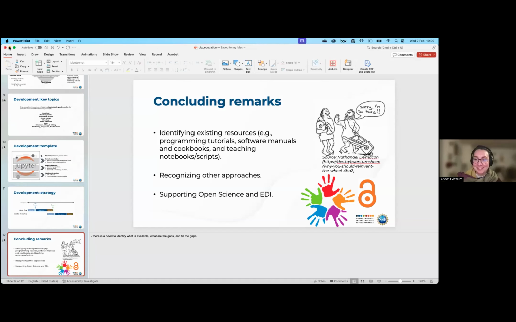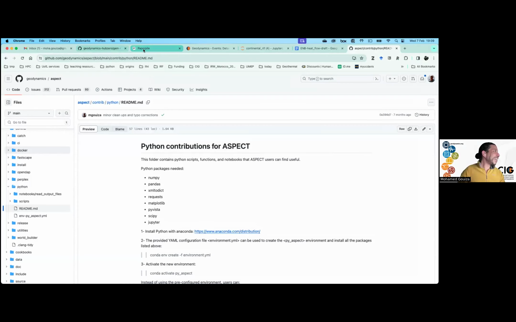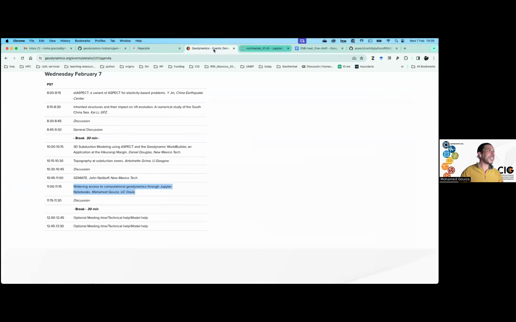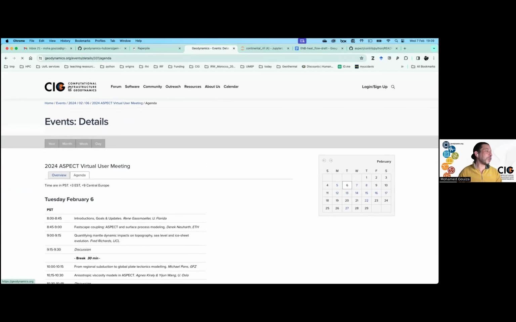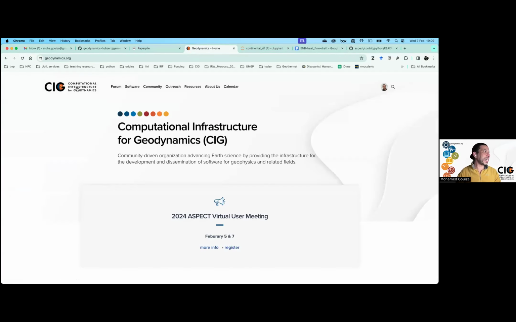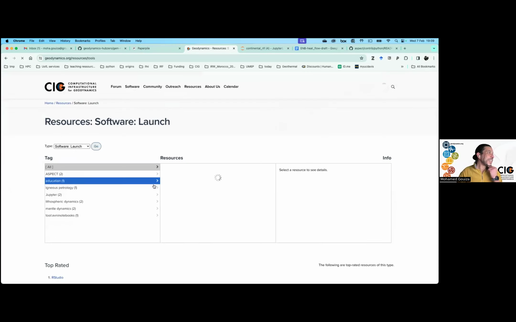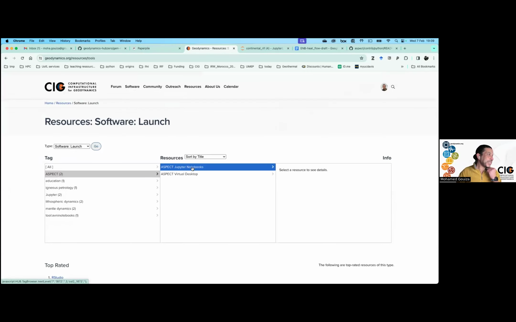Sure. Yeah, so what I'm going to show you here is a tool that was developed by René that we now have on the CIG website. If you go to the CIG website, and you go to software, launch, and you go to Aspect, this is the tool that was put together by René, and it's been on the website for a couple of months now. It's basically an Aspect Jupyter Notebook.